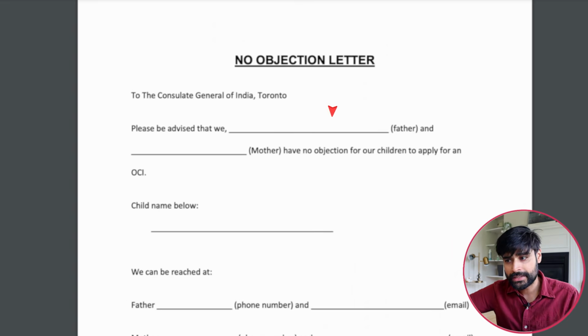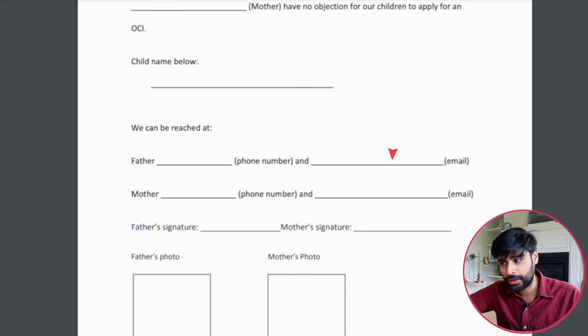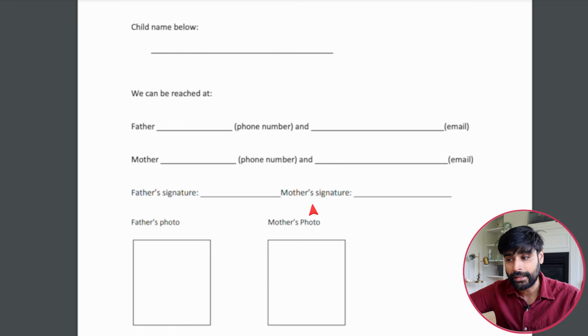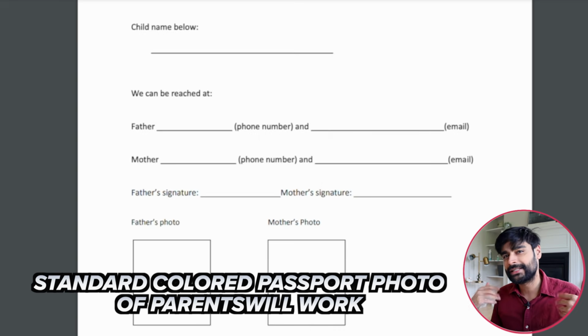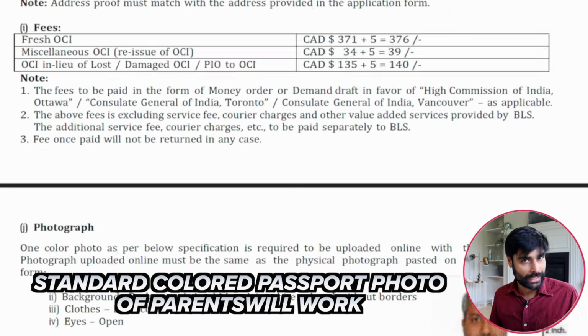So name of the parents here, name of the child, the applicant here, then father's and mother's phone number and email addresses, and then both parents of the child must sign here and then paste their photos. So for photos of parents for this form, there is no specific format mentioned. So I just pasted the standard colored passport photos of ourselves that we had, and we had no issues.